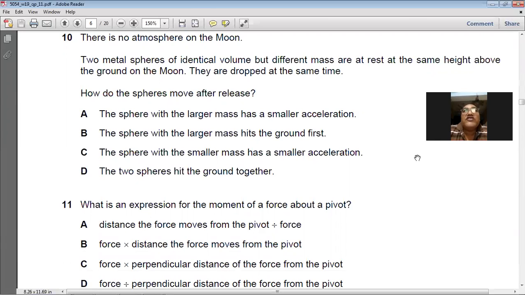You see, on the moon there is no atmosphere, there is no air. So when there is no air resistance and you drop two objects from the same height, they touch the ground at the same time. They take the same time to fall and touch the ground. The two spheres hit the ground together. D is the right option, sir. Question number 10, D is the right option.